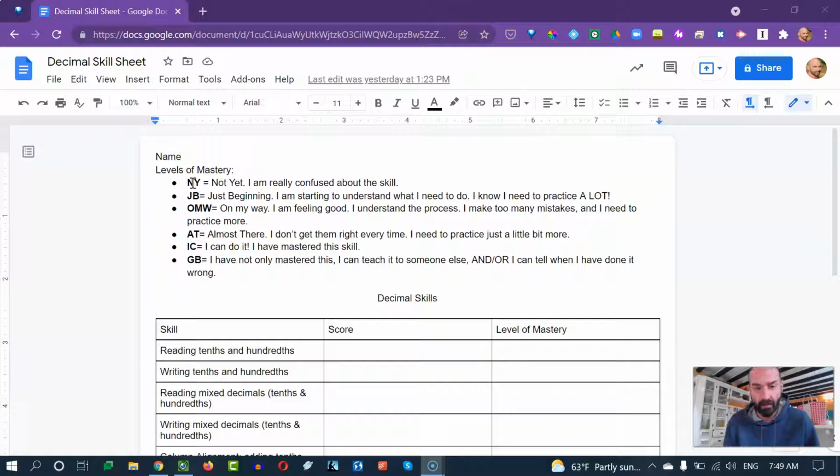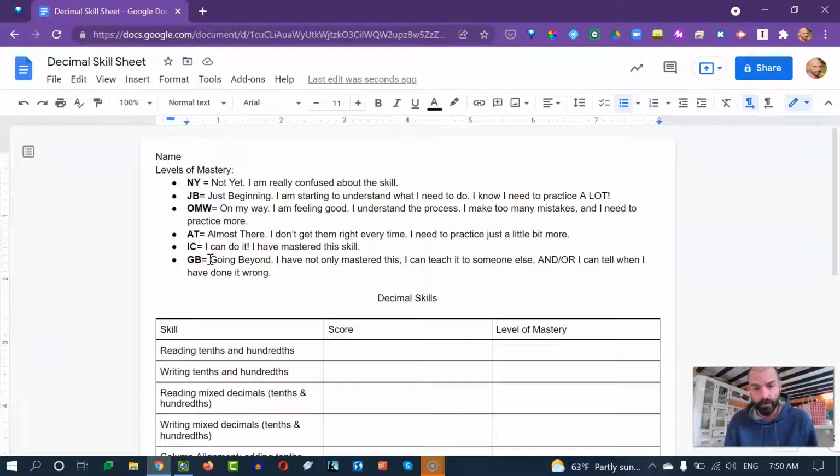There's also "I can do it." So you've mastered it. You get it right every time, basically. And then there's "going beyond." Oh, I didn't add that there. I'm going to do that right now. So that's going beyond. Going beyond is you've mastered this and you know it so well that you could teach someone else. The other thing you could do is know when you've made a mistake. So if I say you've gotten one wrong, you can find it and fix it.